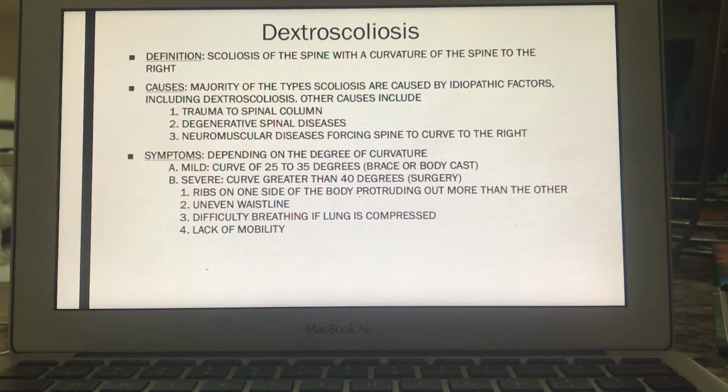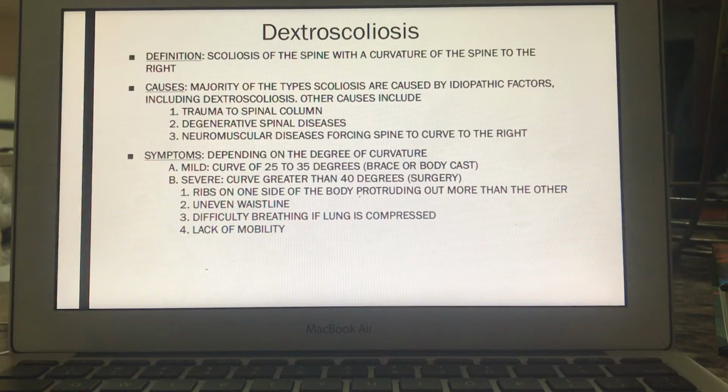Moving on to dextroscoliosis, which is another finding that the radiologist had. Now, the definition of dextroscoliosis is scoliosis of the spine with a curvature of the spine to the right. Now, some of the causes: the majority of the types of scoliosis are caused by idiopathic factors, meaning that the cause is unknown. However, some other causes may include trauma to the spinal column, degenerative spinal diseases, or neuromuscular diseases forcing the spine to curve to the right.